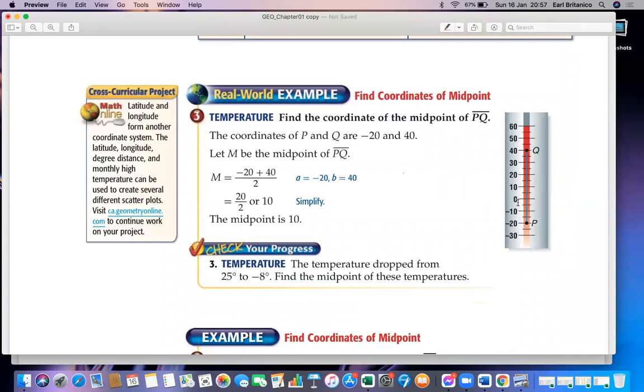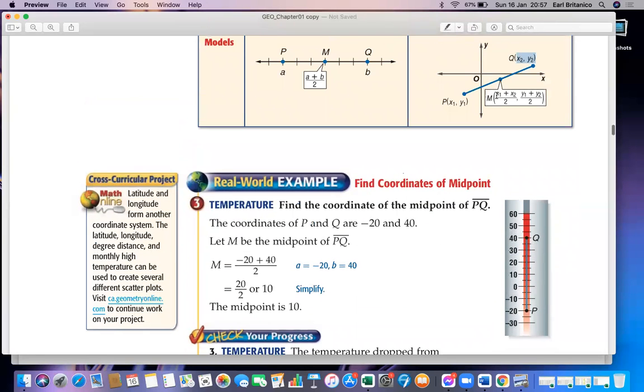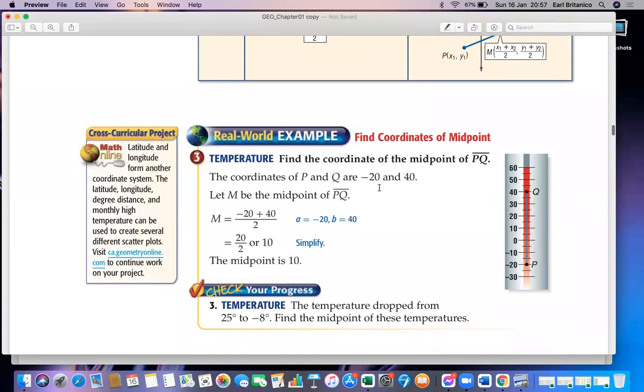So for example here, it can be a straight horizontal, it can be a vertical. This is obviously only one straight line, so we don't need this formula. We just need the first one. The coordinates of P and Q are -20 and 40. Find the coordinate of the midpoint of PQ. So what's the midpoint of PQ? There's only one midpoint. It cannot be at -10 or 30. Maybe teacher at 20? Maybe teacher at 0?